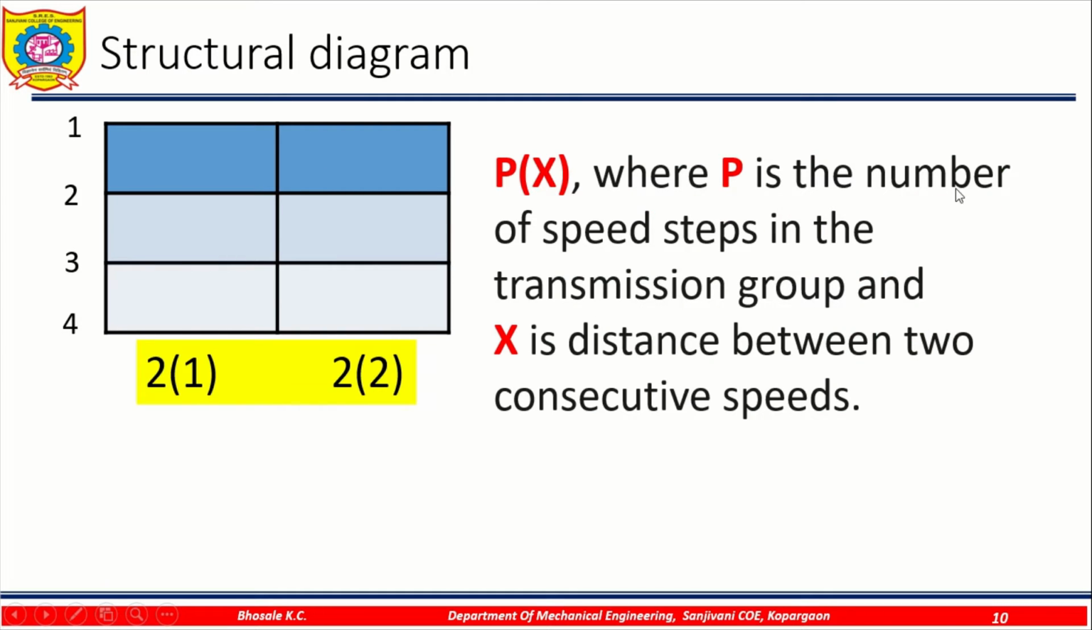In p into x, p is the number of speed steps in the transmission group and x is the distance between the two consecutive speeds. So 2 means there are two different speeds, and x denotes the distance between the two consecutive speeds. For drawing the structural diagram, we draw three vertical lines because there are two stages, that is 2 plus 1, 3 vertical lines, and 4 horizontal lines as there are 4 speeds. We give the numbers on the left hand side, 1, 2, 3, 4 from the top.